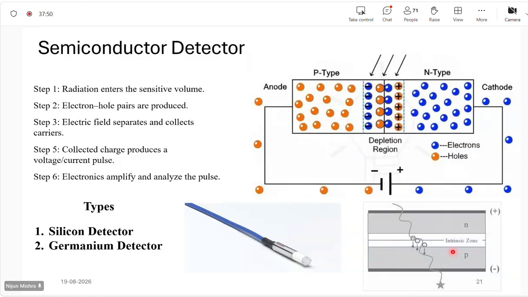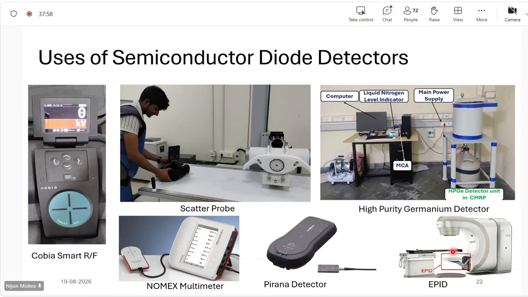So this is how it works. It works similar to the photocell we use in solar cells. So these are some uses of the semiconductor diode detector. Mainly in radiology experiments or in X-rays or CT quality assurance tests, we can use a semiconductor detector. This is a Cobia Smart RF.